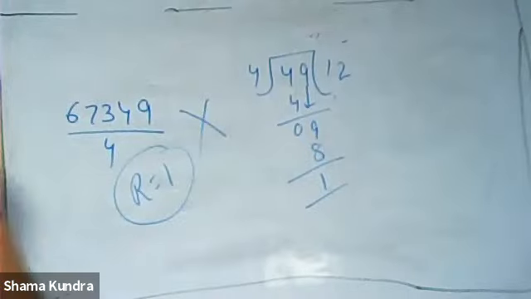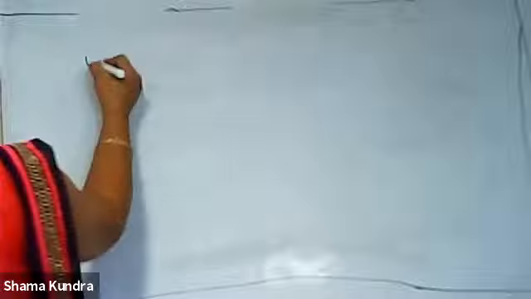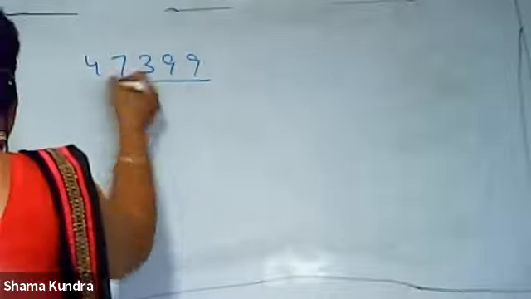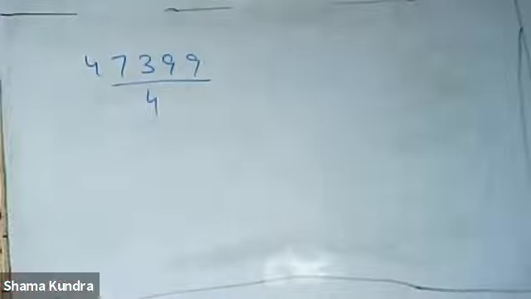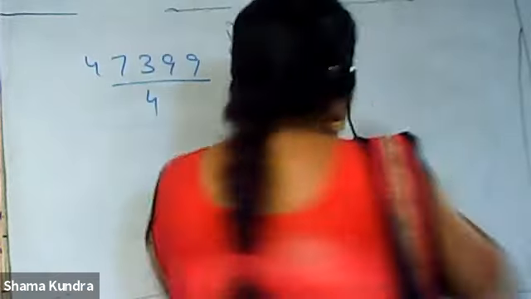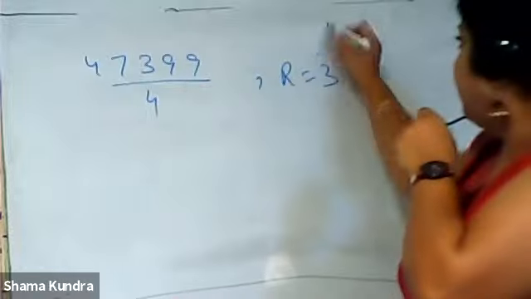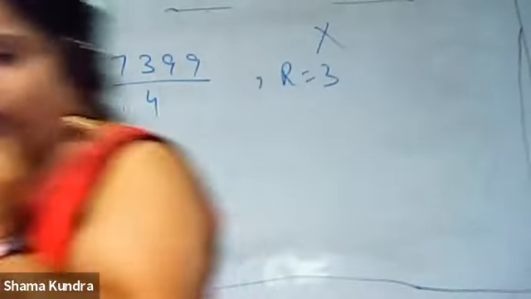Now I will take one more example. Suppose the given number is 47399 and I have to check divisibility with 4. What do I have to do? I simply divide 99 by 4. What will I get? Remainder 3. Here the remainder is other than 0, so the given number is not divisible by 4.